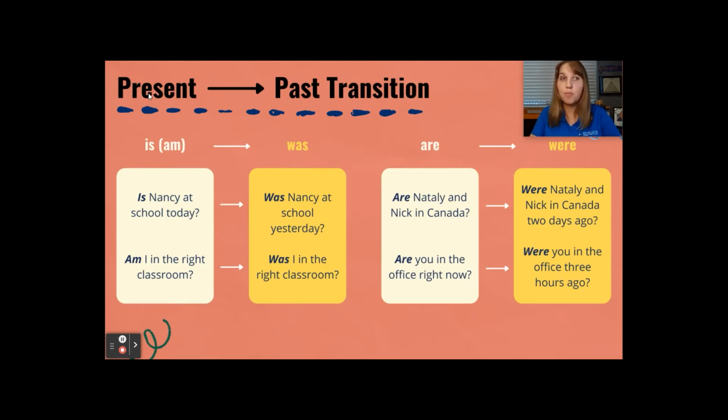How do we transition from present to past? If you use the verb to be in the present in the form of is or am, we change it to was. For example, is Nancy at school today? And how do you change it to the past? Was Nancy at school yesterday? How do we form that with am? Am I in the right classroom? Change it to the past form. Was I in the right classroom?